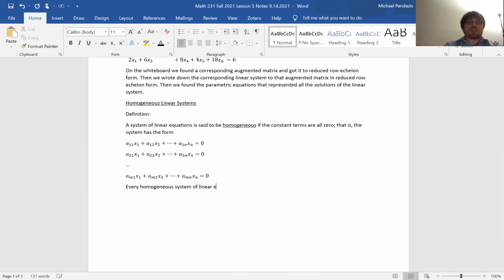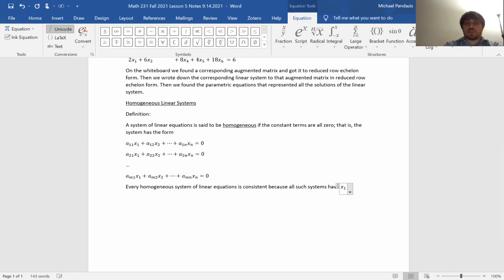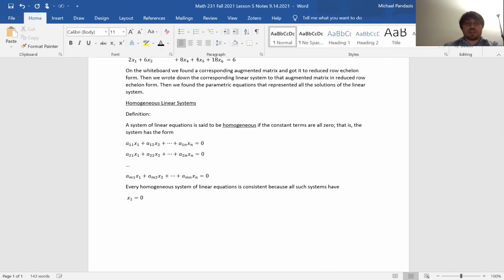Okay, every homogeneous system of linear equations is consistent because all such systems have the solution where all the variables are 0. So we have x1 equals 0, x2 equals 0, ..., xn equals 0 as a solution.